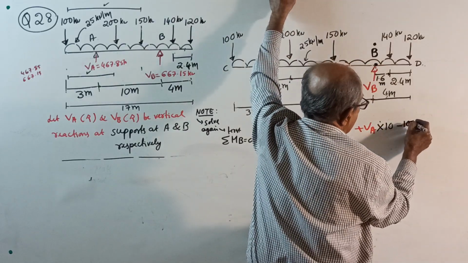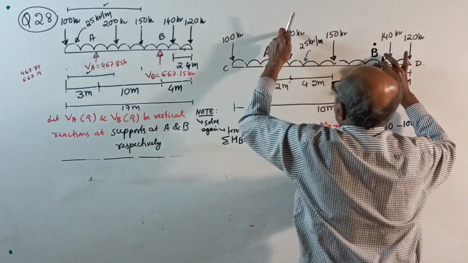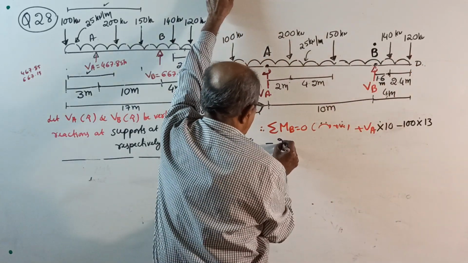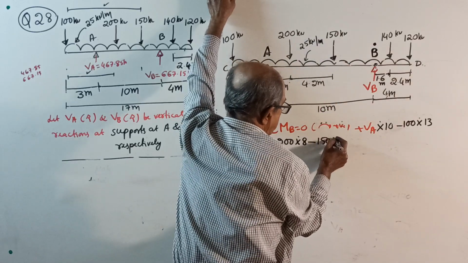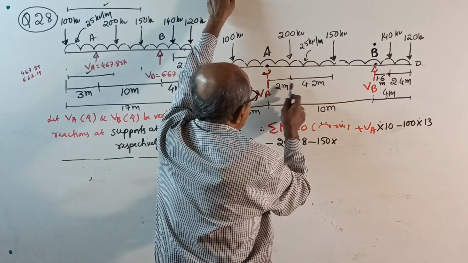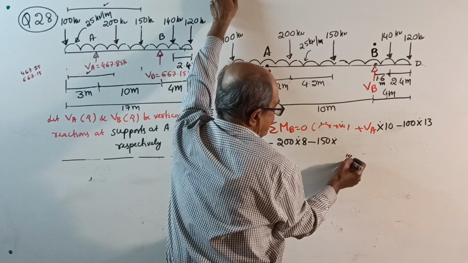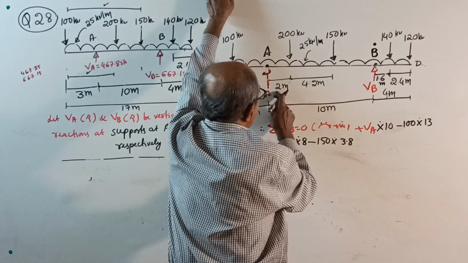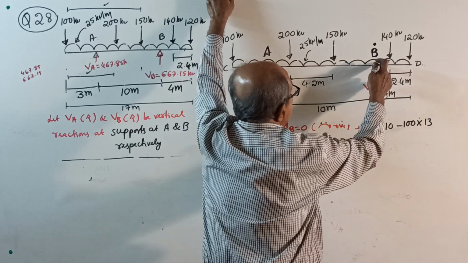Minus 100 into 13. Minus 200 into 8. Why? 10 minus 2. Minus 200 into 8. Minus 150 into, this is 10, this is 2, this is 4.2, this is total 6.2. If it is 6.2, this will be 10 minus 6.2 is 3.8. 150 into 3.8. See, correct, 3.8, anticlockwise. Then see, moment about B.